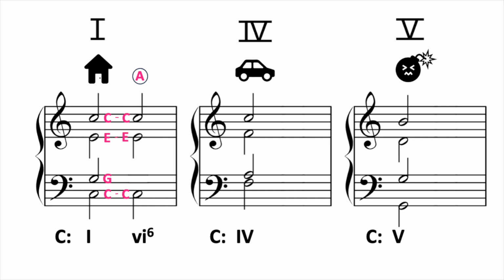If we place the A in the tenor voice, you will see that these chords are almost identical, with just one note a tone higher in the tenor voice. Because of this, we can say that both of these chords have tonic function.